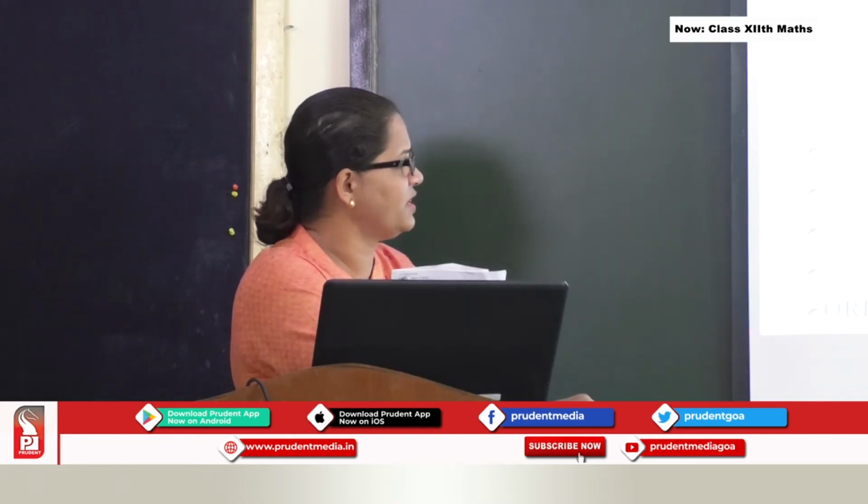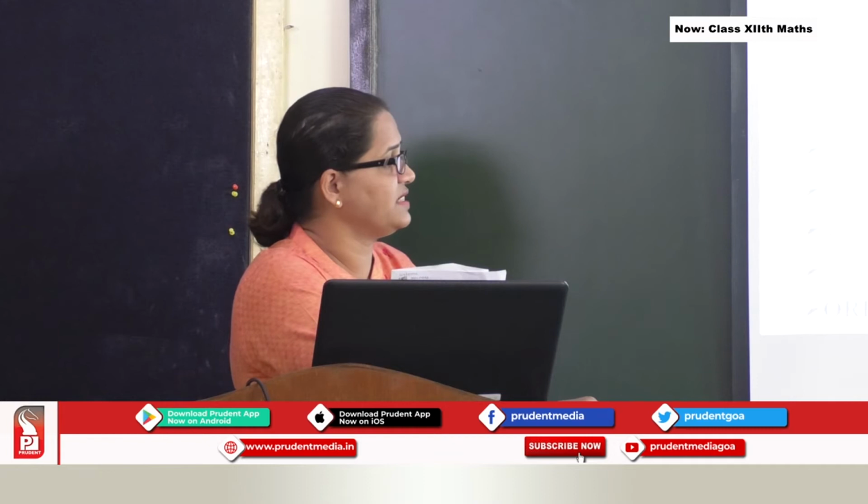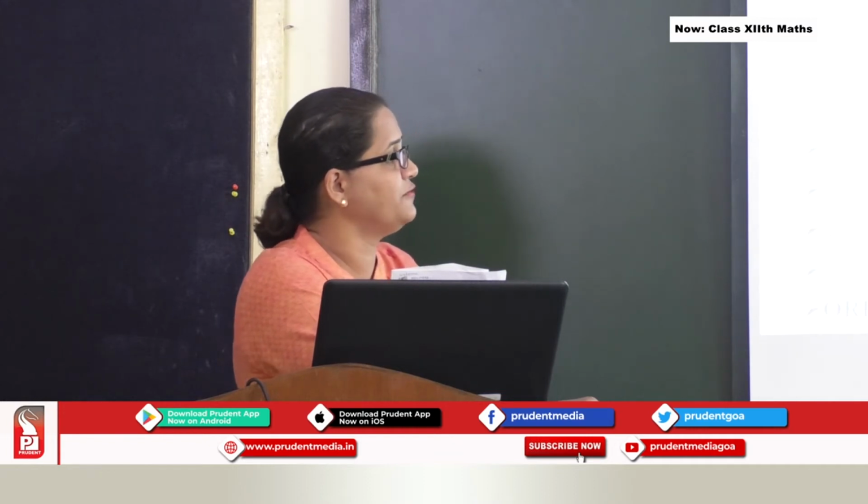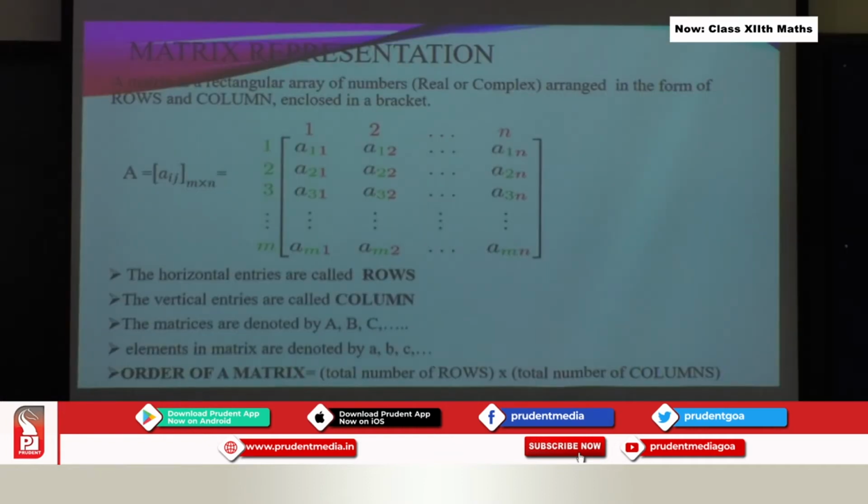Now let's proceed further. Order of matrix. Now this is a very crucial definition. What do you understand by order of matrix? If you look at this last entry, what you can see here is Amn. So mn represents m number of rows and n number of columns. So over here, what do you understand by order of matrix? It is the total number of rows into the total number of columns.